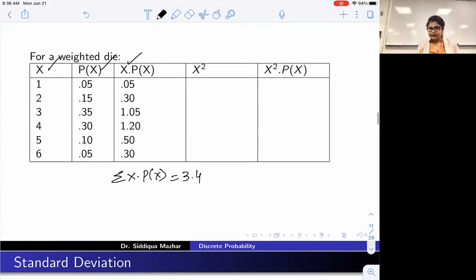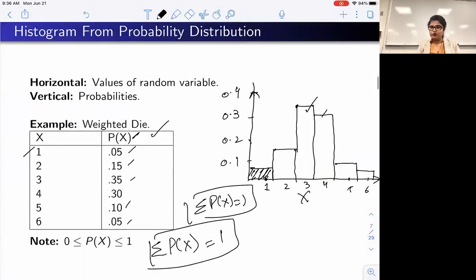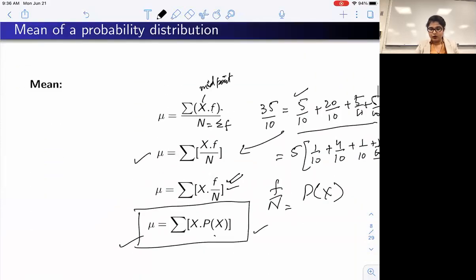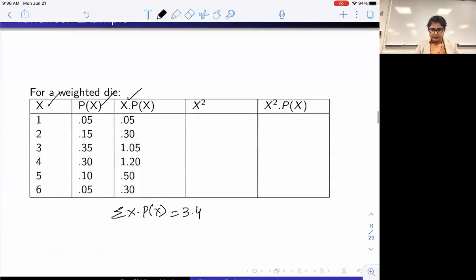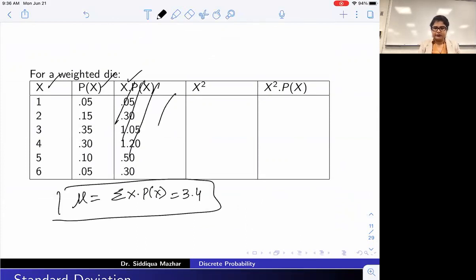The same thing was given in the histogram. If you see the histogram, most of the values are between 3 and 4. This is what it means, that on average we are going to get 3.4. Once you calculate x times p of x, and once you find the mean, the population mean, then you just skip it. You just make a line on it.